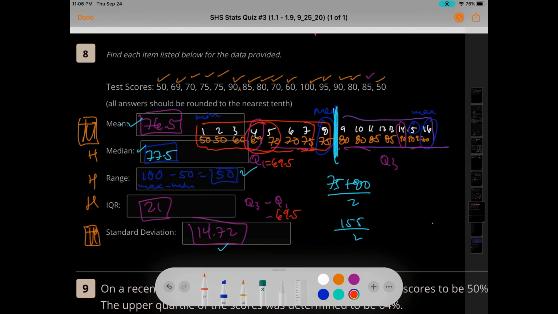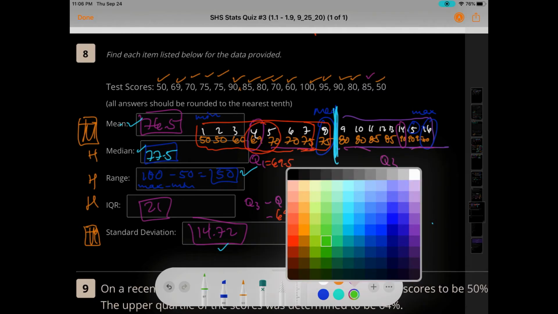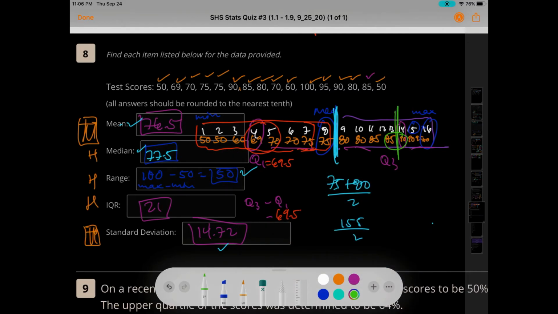And then let's use a different color, green. So the 4th and the 5th number, right, because there's 4 numbers here, 4 numbers there, so the average of 90 plus 85 divided by 2 is going to be 87.5. Double check that. Okay, so that's quartile 3, and then this number, 87.5 minus 69.5 gives me 18. Big difference. 18.